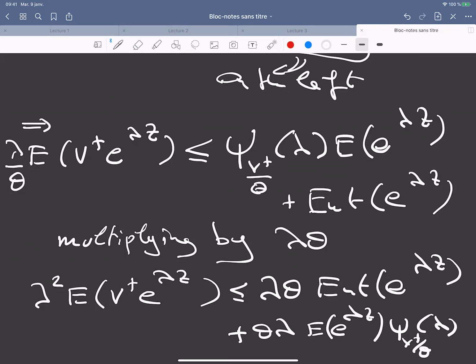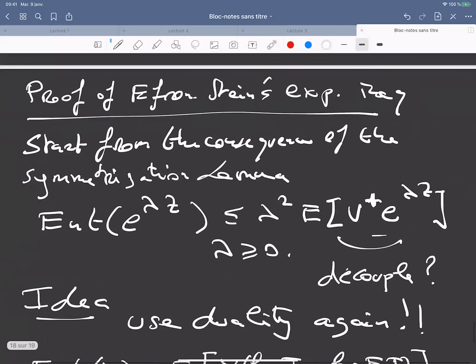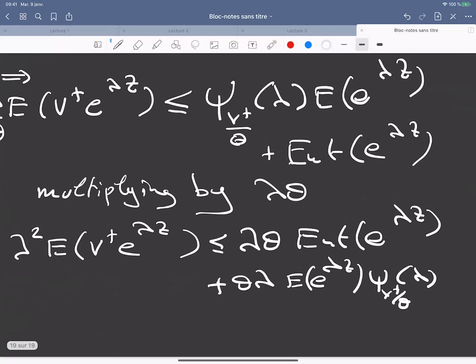Okay, but now I have to combine this with this inequality here. Well, wait a minute, this is a bit embarrassing because we have on the left-hand side entropy and we recover on the right-hand side entropy. Oh. But look, this is entropy which appears again, but with lambda theta, which is multiplied by it. So this means that at the end of the day, we have something.